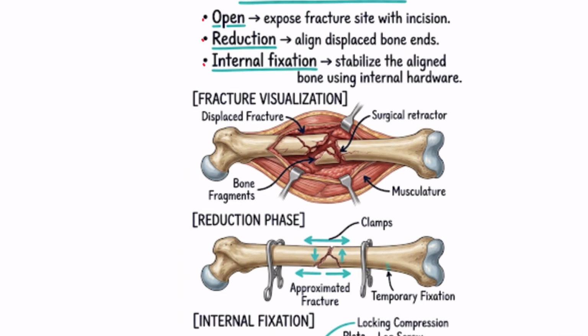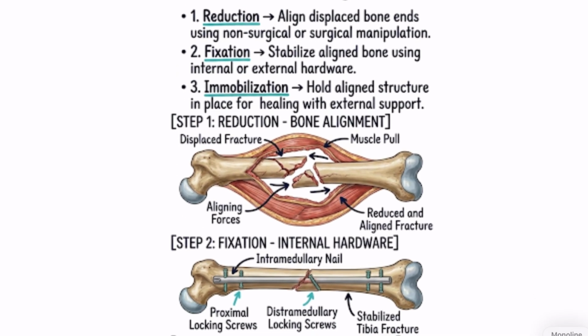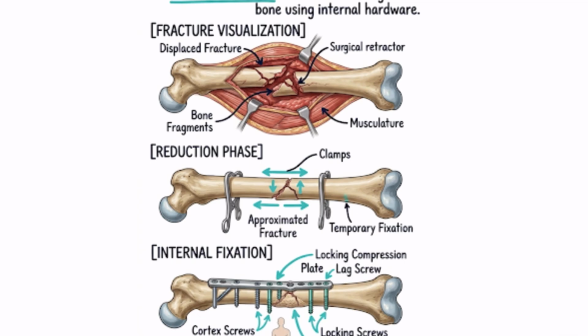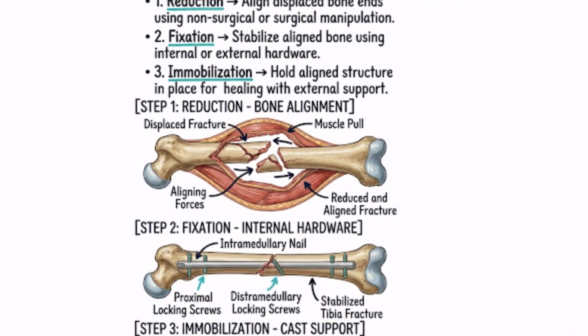Let us slow this down for a moment. When a fracture happens, the bone is no longer in its normal alignment, it is displaced. So, the goal is now to fix it, to restore structure and function. And there are three principles of fracture management: reduction, fixation, immobilization. In reduction, we realign the displaced bone fragments. In fixation, we hold the fragments in position for healing. And in immobilization, we limit the movement to protect the healing.